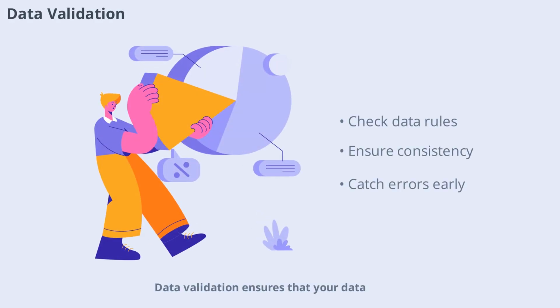Data validation ensures that your data meets specific criteria or rules before analysis. This can include checking for valid ranges, formats, or consistency across fields. Validation helps catch errors early and ensures that your dataset is reliable and ready for modeling.